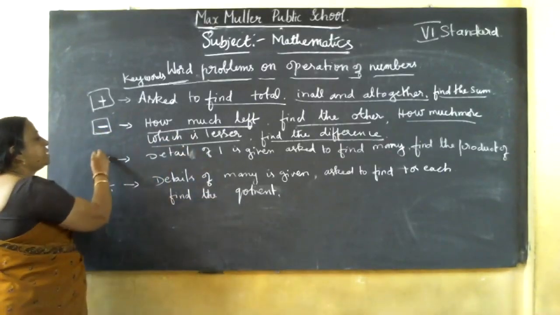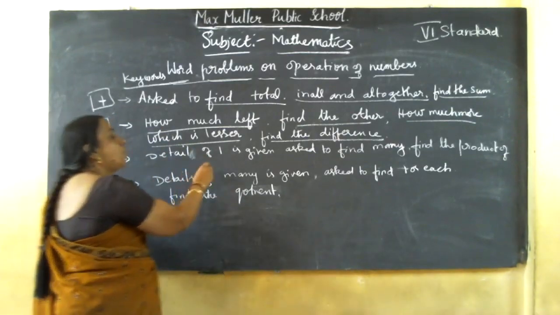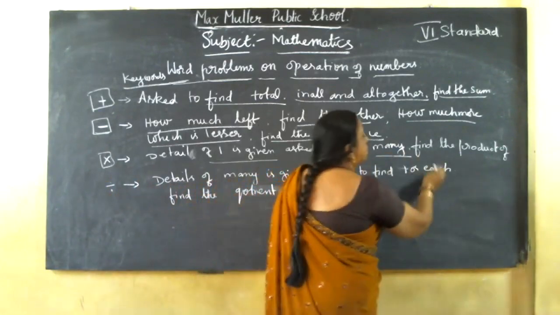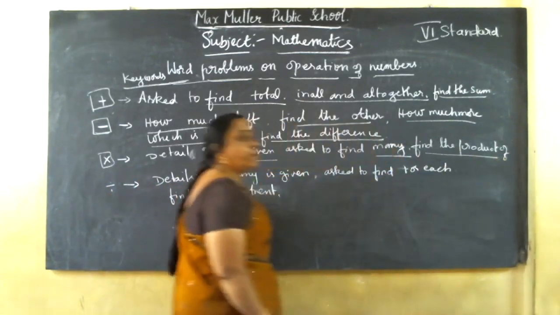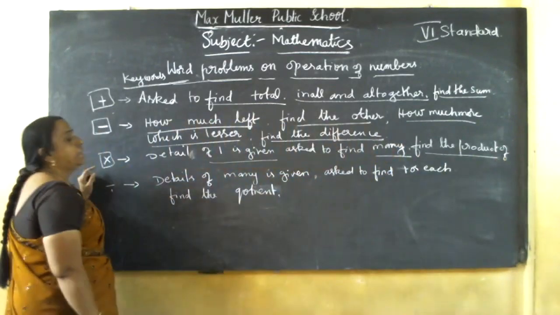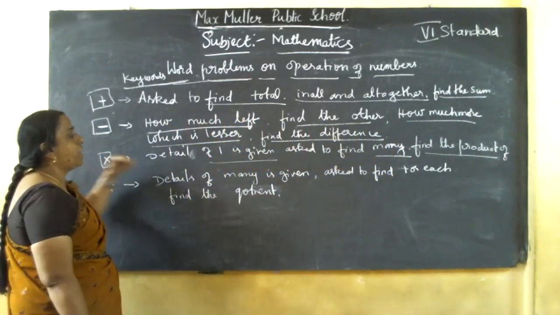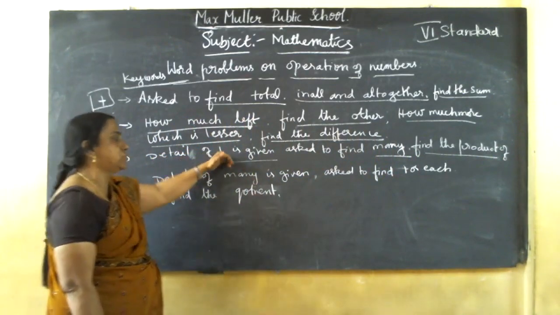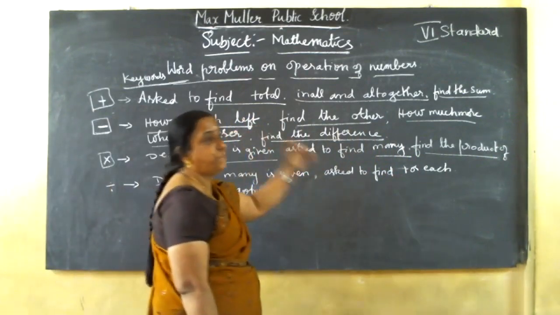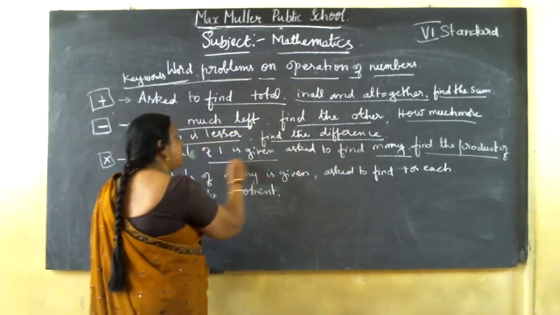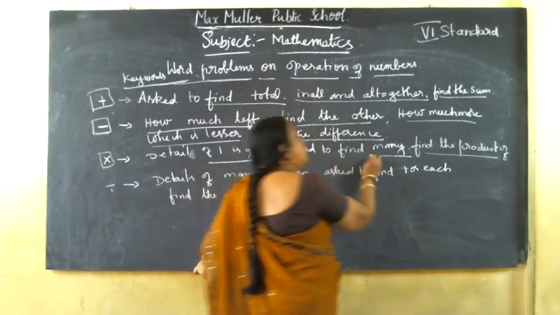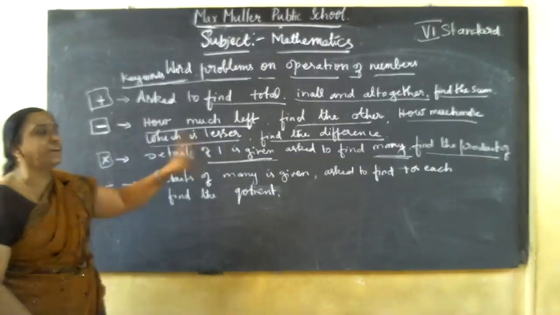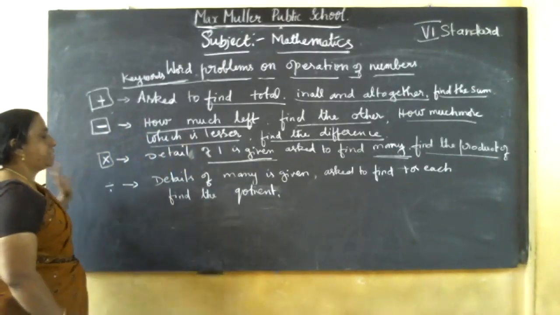Okay. Now multiplication means what? Details of one is given. If they ask to find many, then find the product. So when is it multiplication? If in the question they give the details of one. For example, one pencil costs this much. What is the cost of many? So if they give one and ask to find many, what should you do? Multiply. Clear? Or find the product is also multiplication.